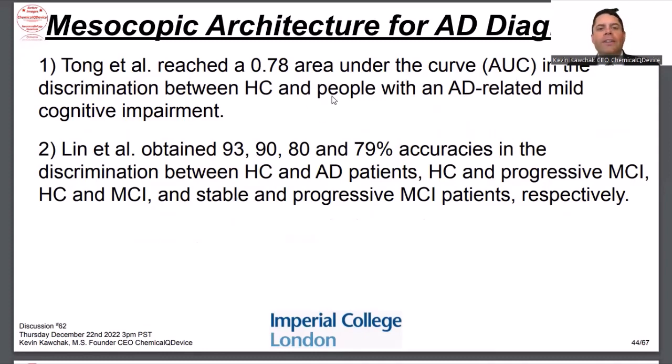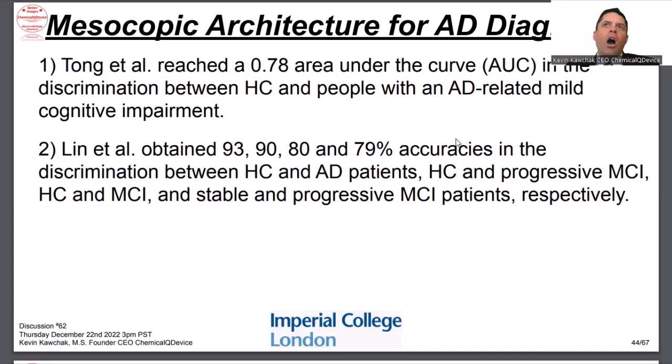If you go through the methods, which specific data sets were they using, say, for instance, from ADNI or one of the other databases as well. And then here's another one, 93, 90, 80%, 79% accuracy. So this is basically healthy control versus AD is relatively easy. So that's your 93%. And then kind of winding up, that 79% between stable and progressive.